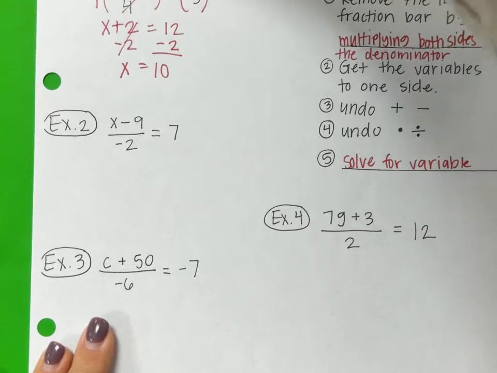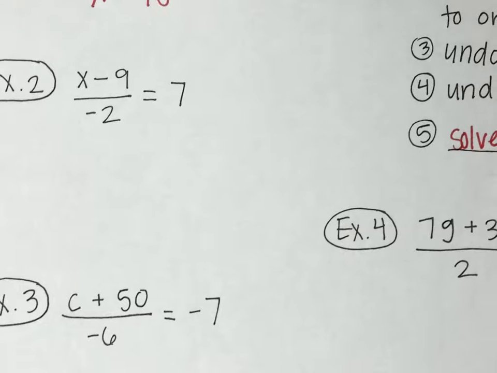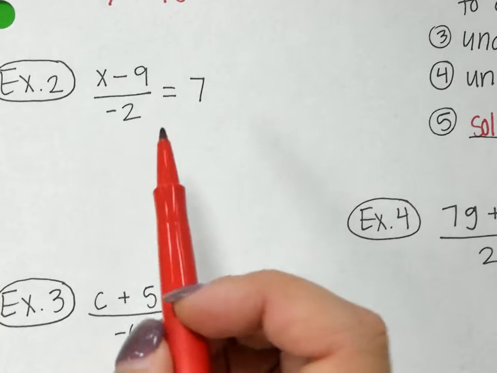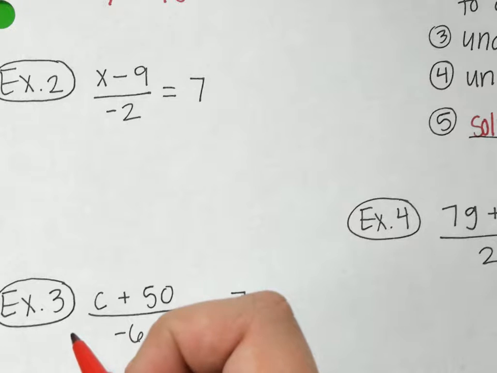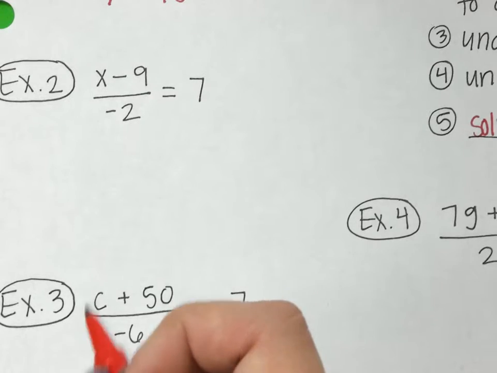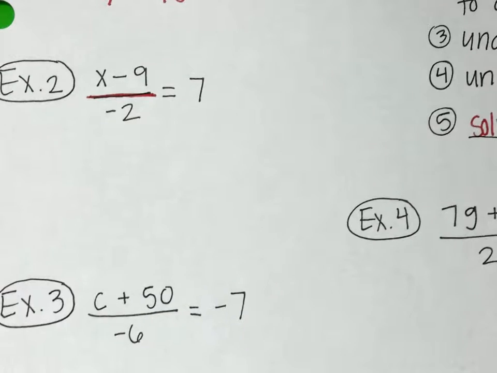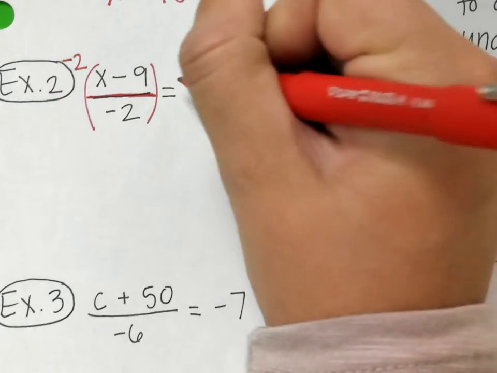We've got x minus 9 over negative 2 equals 7. So what is my very first step to get rid of that fraction bar? But first, before I get my variables on one side, how do I get rid of that fraction bar? Divide or multiply. Remember, this means division right here. So you have to do the opposite of it, which is multiplication. So you have to multiply both sides by negative 2.